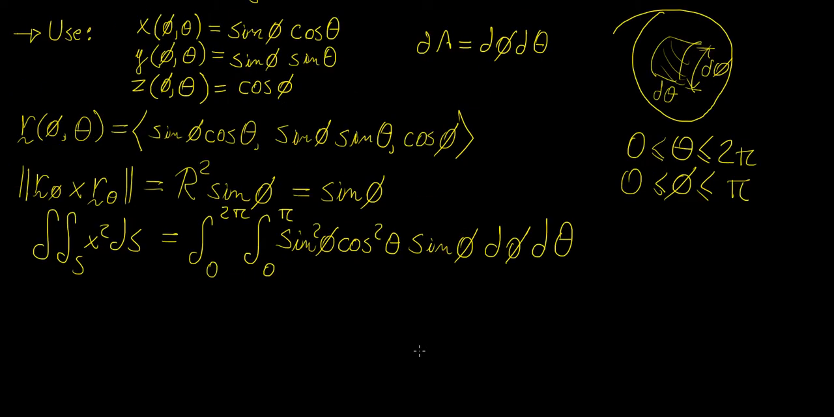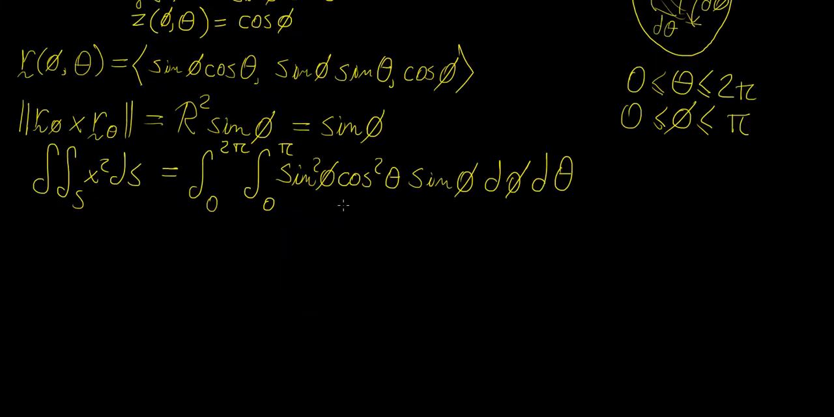So let's see what we get from here. Obviously we should multiply this by that, so we're going to get the following. This is going to become the integral from 0 to 2 pi. And notice that we can now pretty much just separate this.